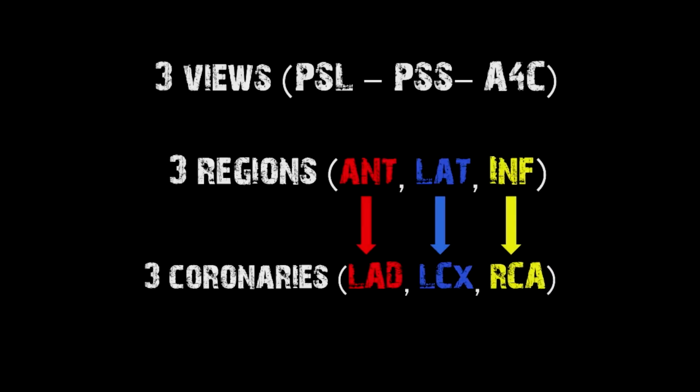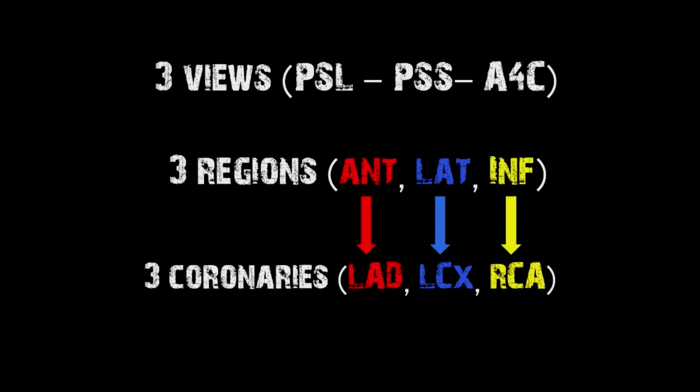Alright, let's wrap it up. In order to assess regional wall motion abnormalities, you need to remember 3, 3, 3. 3 echographic views, 3 left ventricular regions, and 3 coronaries irrigating most of these regions. The 3 views are the parasternal long axis, the parasternal short axis, and the apical four-chamber view. The 3 regions are the anterior wall corresponding to the left anterior descending artery, the lateral wall corresponding to the left circumflex, and the inferior wall corresponding to the RCA.